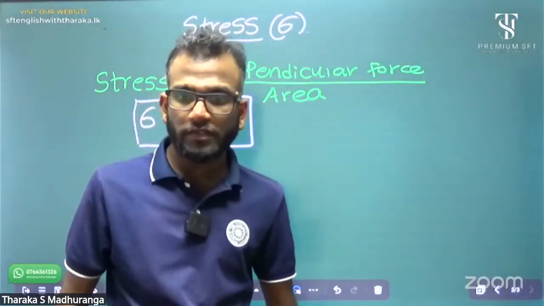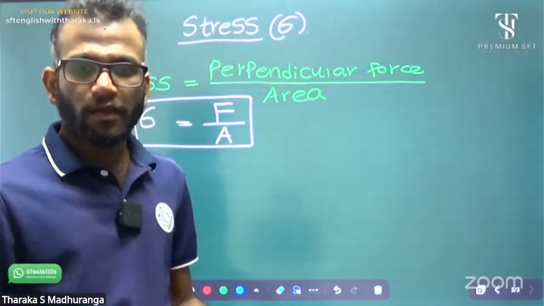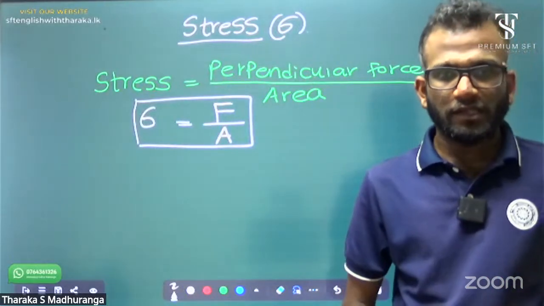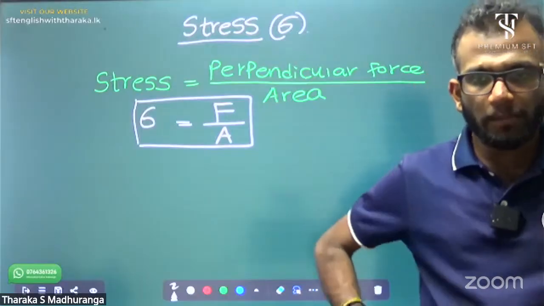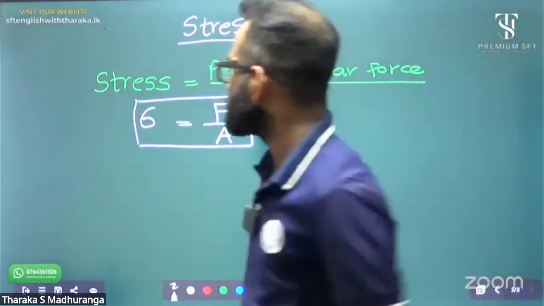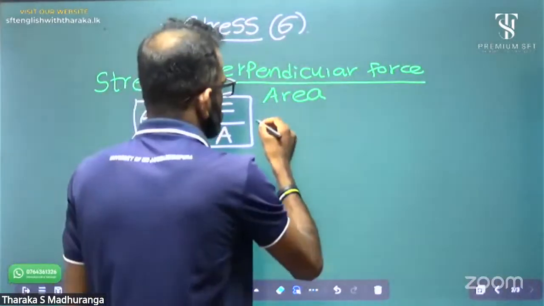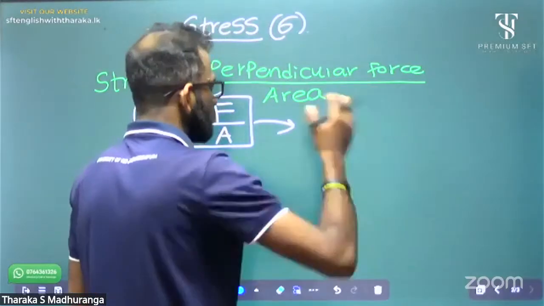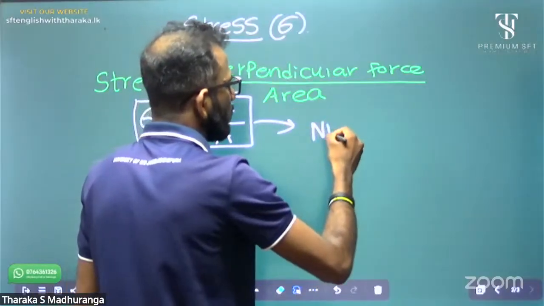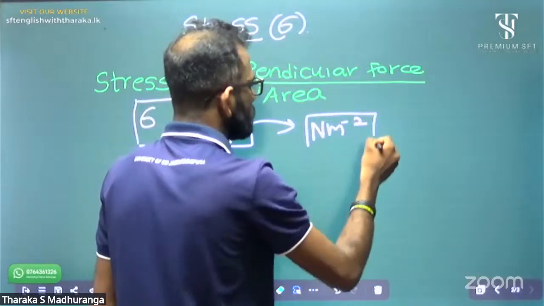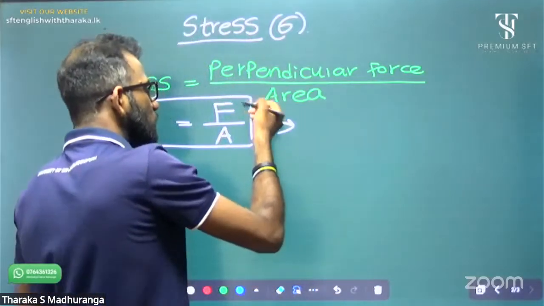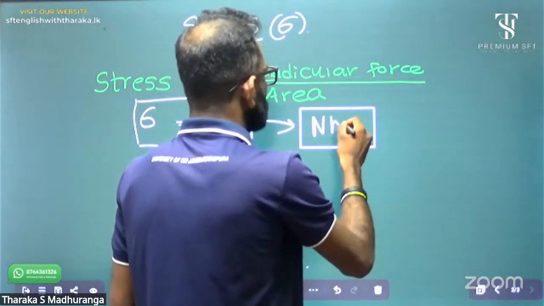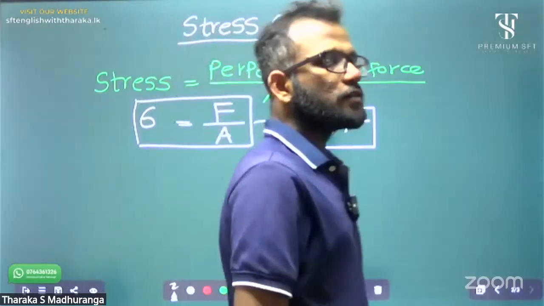What's the unit of stress? Pascal can be used, but we do not use it for stress. We use Nm minus 2, the same unit. Pascal is named after a scientist and relates to pressure, which is another theory. Therefore, we use Nm minus 2, because it is Newton divided by square meter.